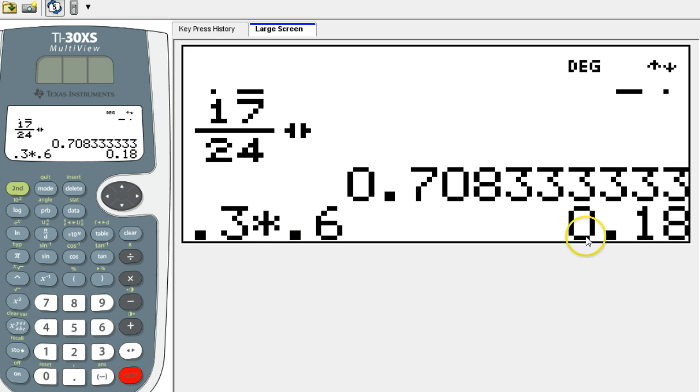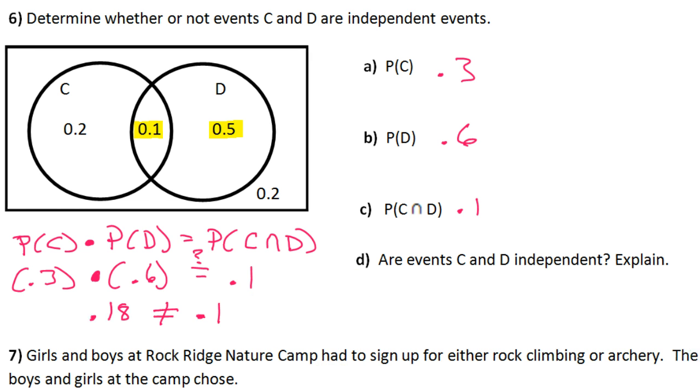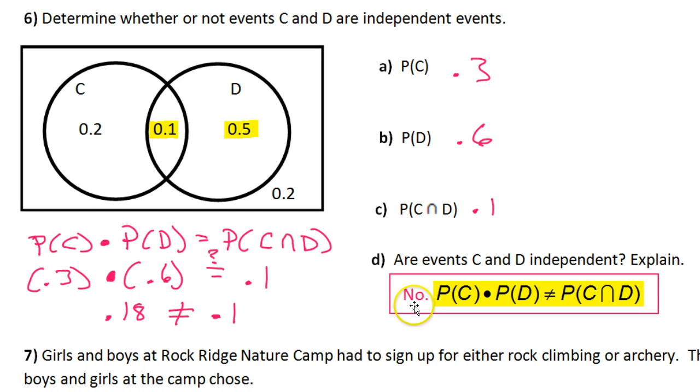That is 0.18, not 0.1. So 0.18 does not equal 0.1. So no, they are not independent. We could say no, and the explanation is the probability of C times the probability of D does not equal the probability of C and D. And of course we have our work here to back it up.